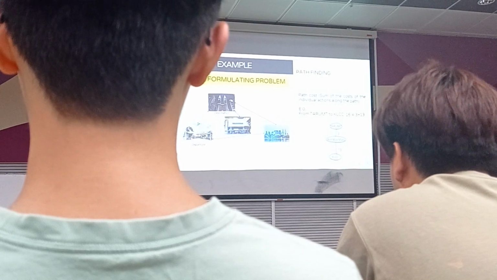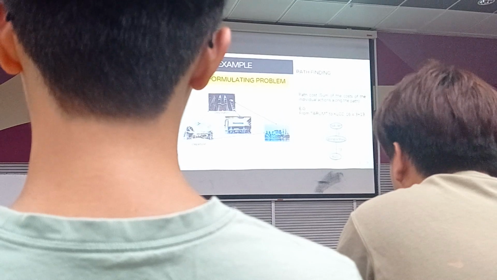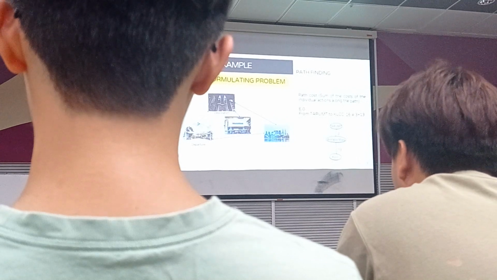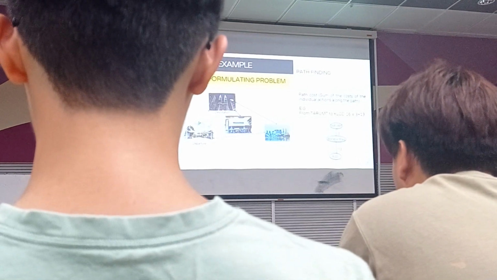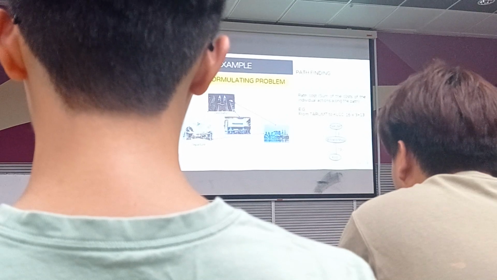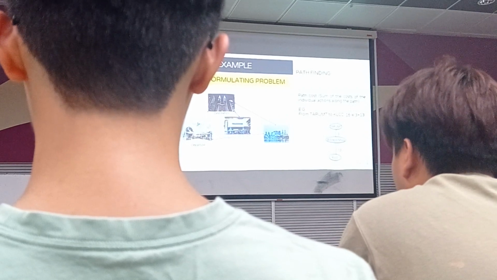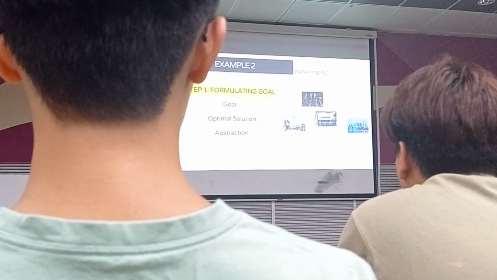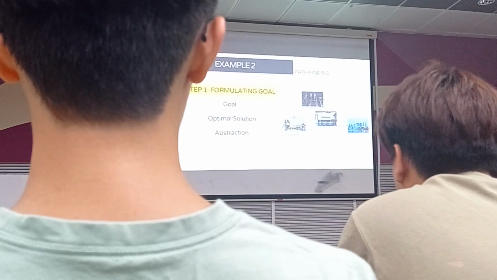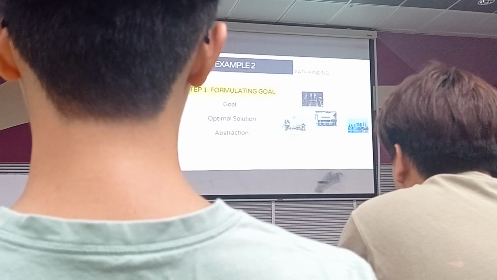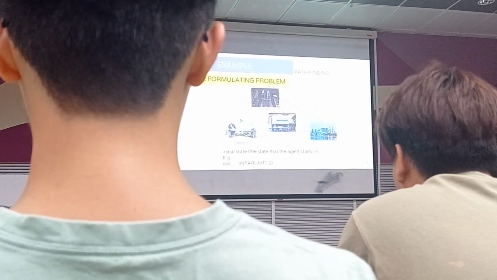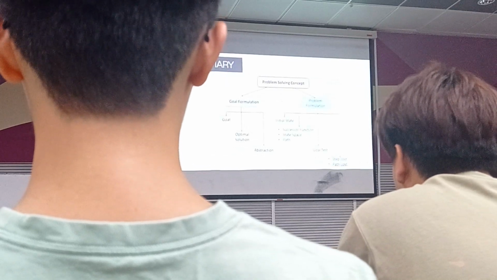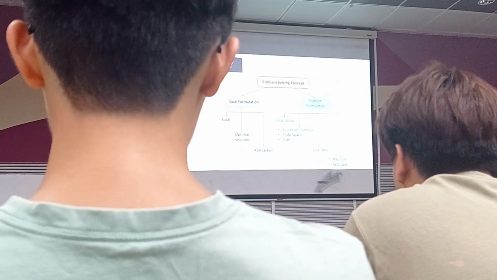So how many elements do we have in goal formulation? This one is problem formulation. You have 3 elements in goal formulation and 7 elements in problem formulation. This is a summary: 3 elements here and 7 elements under problem formulation.